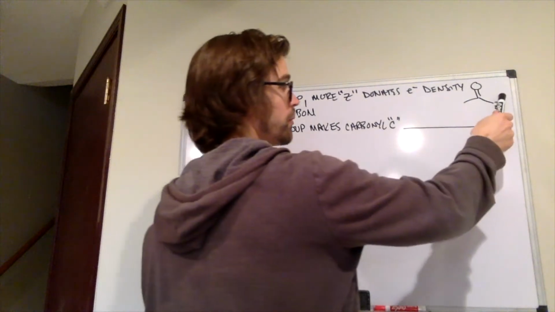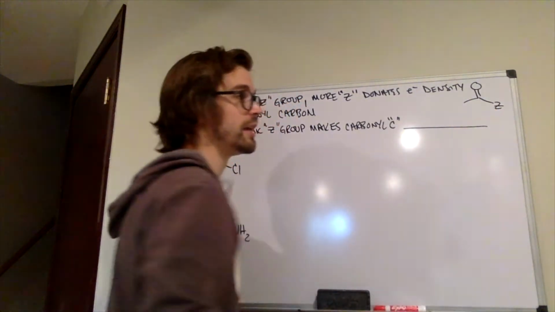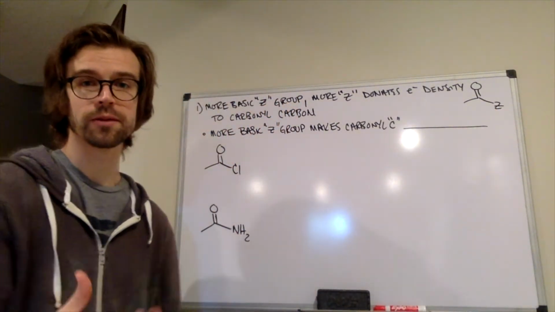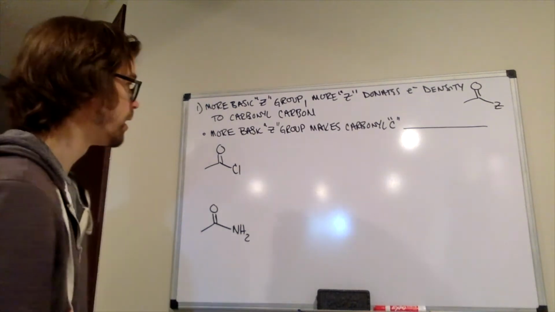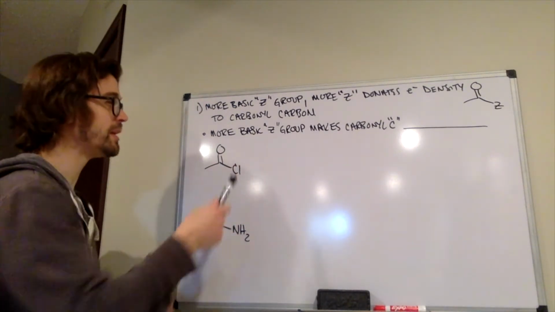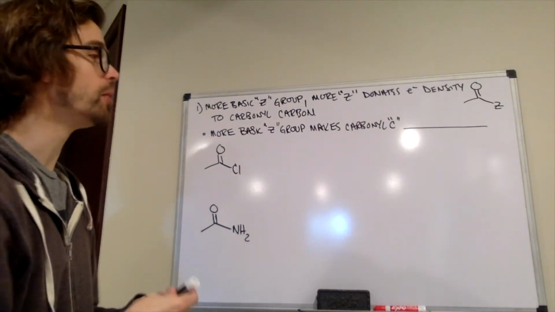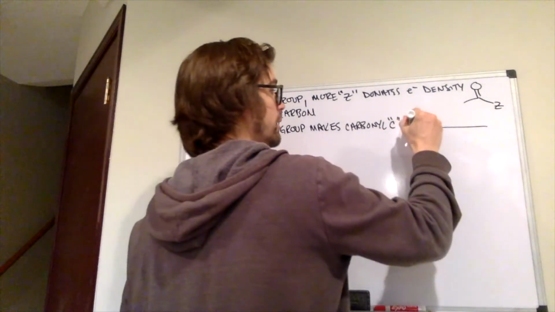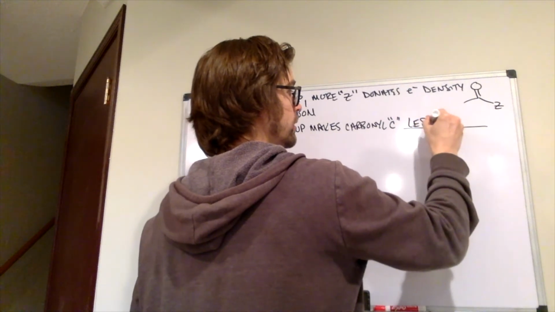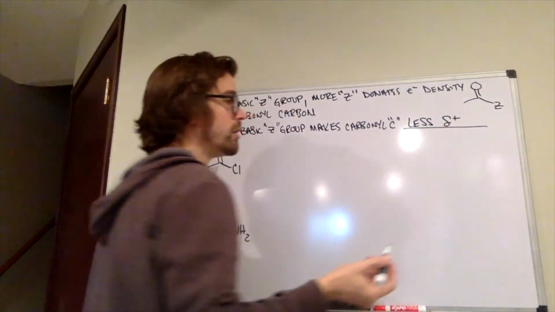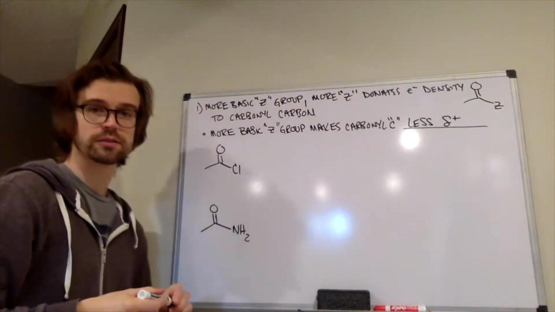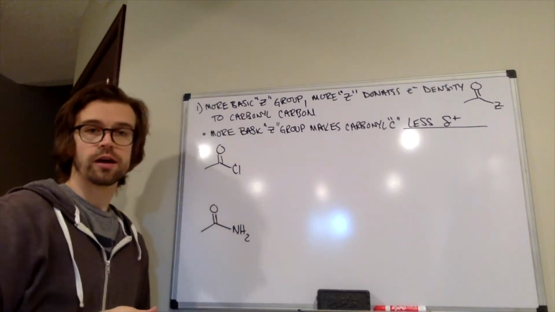So essentially, the Z group would be lending some of its electron density to that carbonyl carbon if it is more basic. What that really means is that the more basic the Z group is, the less partially positive that makes the carbonyl carbon. So let's think about that a little bit with these two carbonyl derivatives.